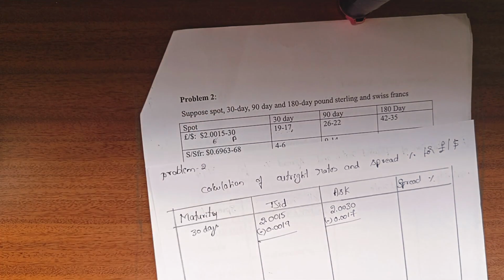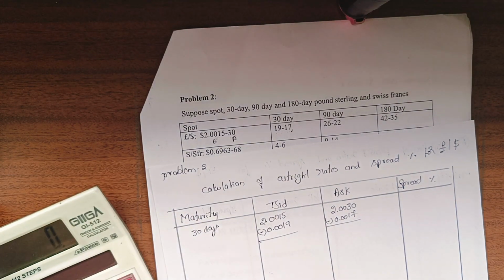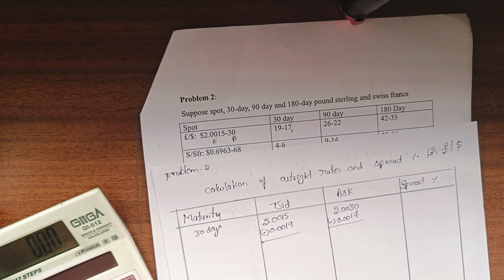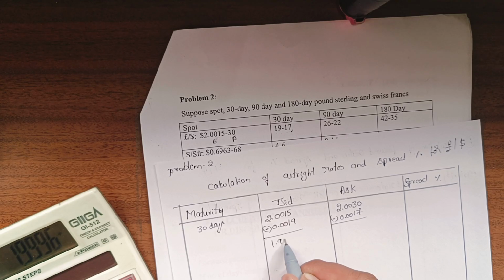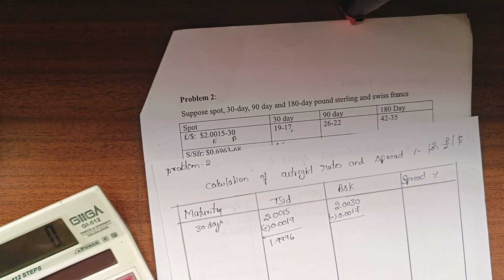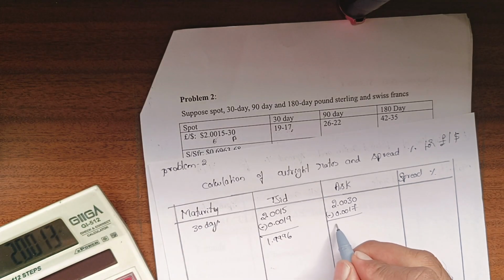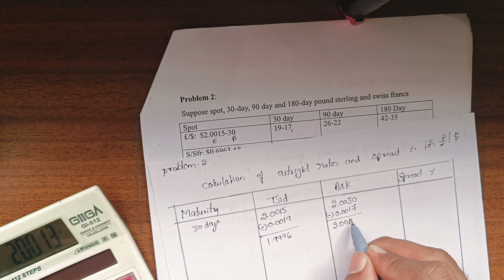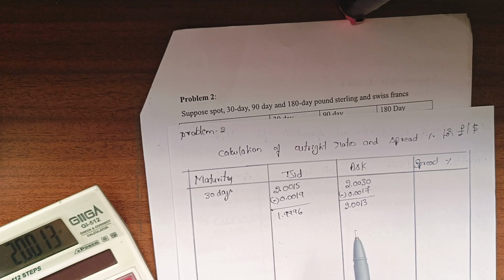Then write down 2.0019, 2.0015 minus 0.0019, that is 1.9996, 2.0030 minus 0.0017, 2.0013. We're done with this. We got bid and ask.